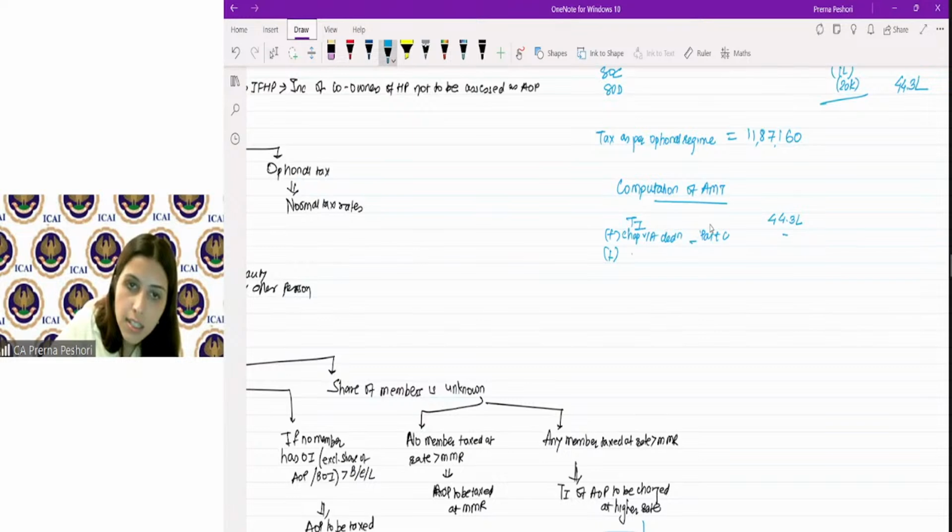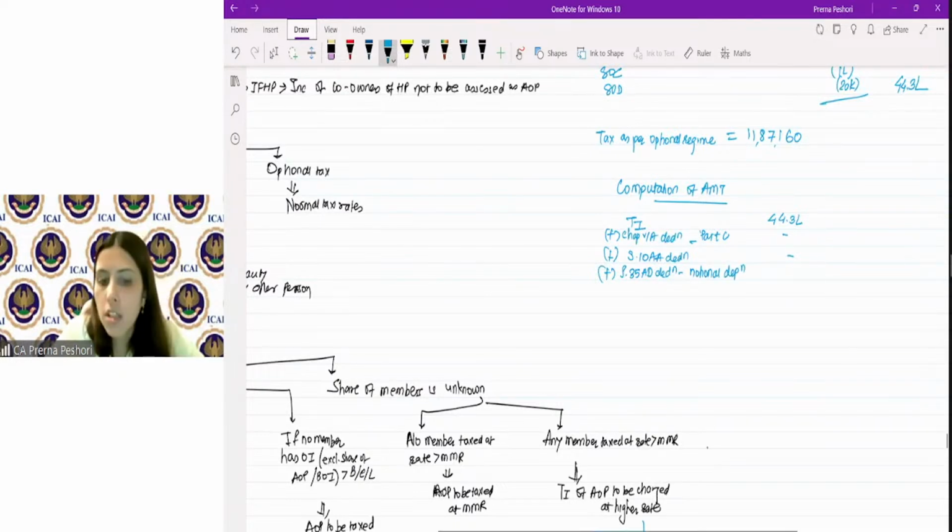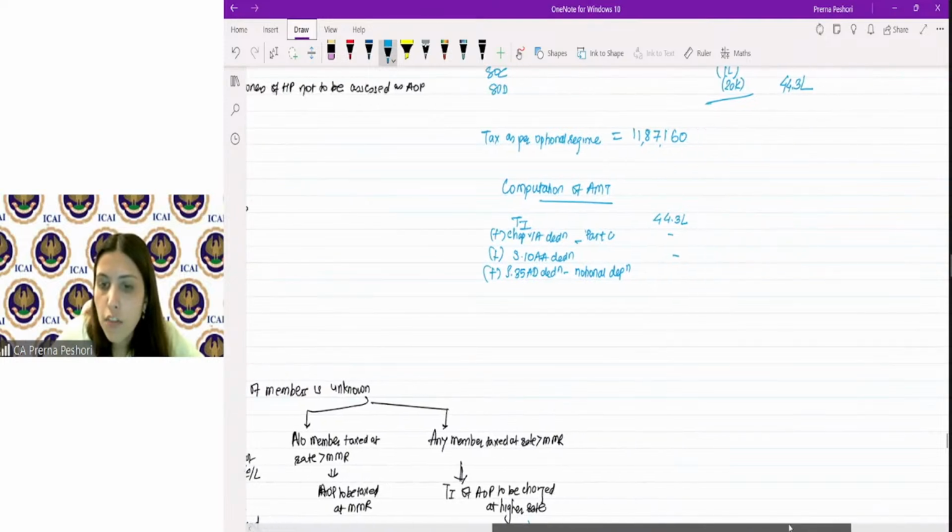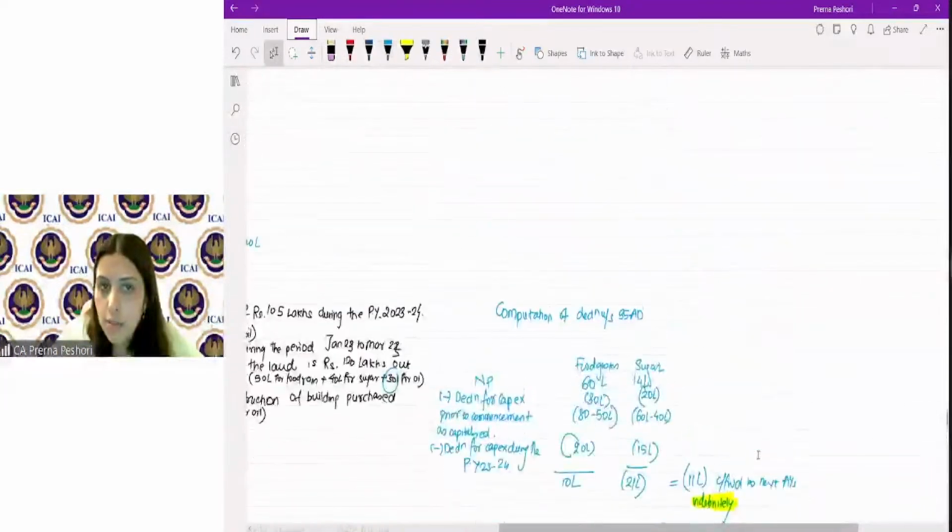Plus section 10AA deduction. Is there any 10AA deduction? The answer is no. Then plus section 35AD deduction minus the notional depreciation. Now, what is the section 35AD deduction that I have claimed?